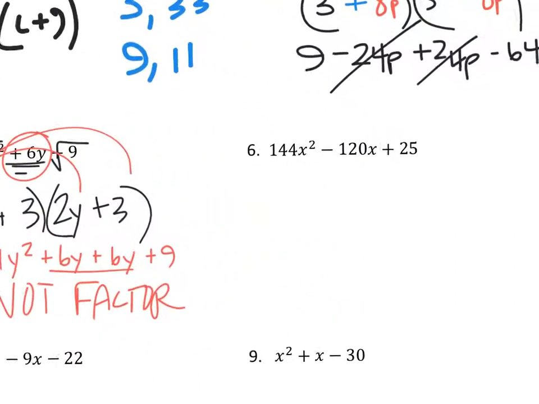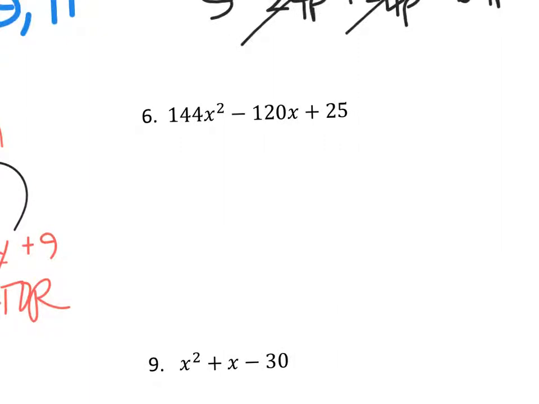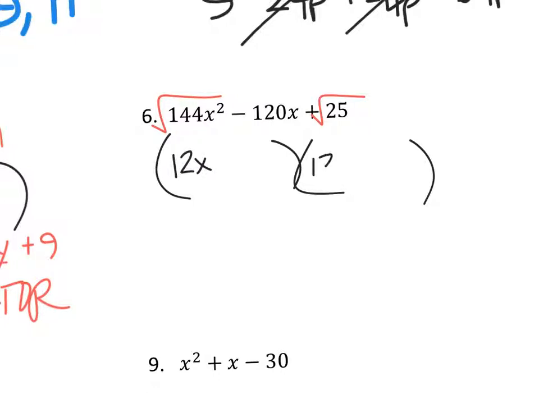Okay, number 6. I check for the greatest common factor. It does not have a greatest common factor. So then I do check for perfect squares, because I can take the square root of this and this. So this is going to be the square root of 144x squared is 12x, and the square root of 25 is 5. And since this is a negative and this is a positive, these both need to be negative. So now I'm going to check to see, does this FOIL out?